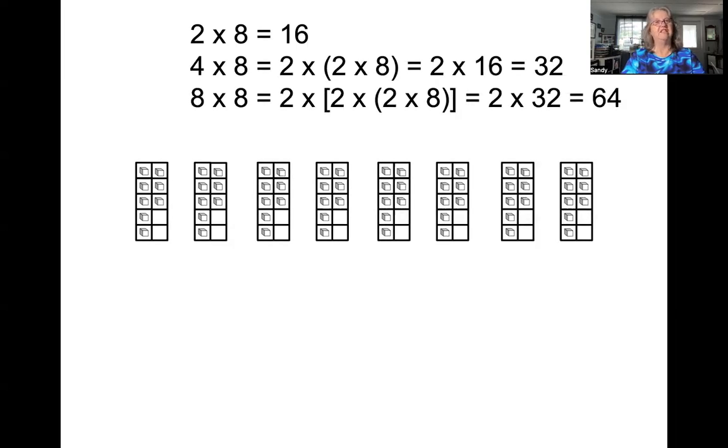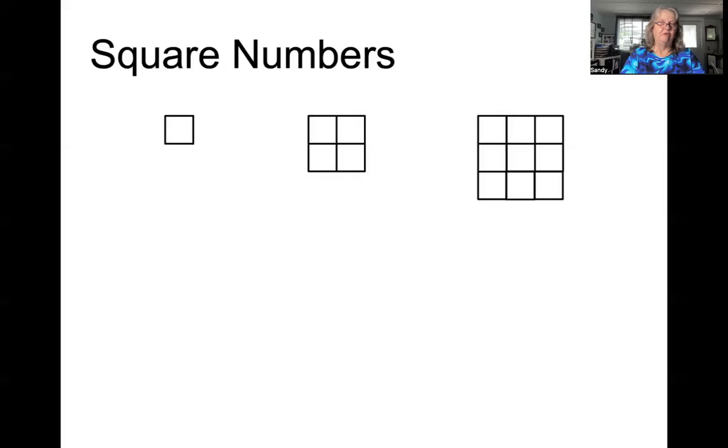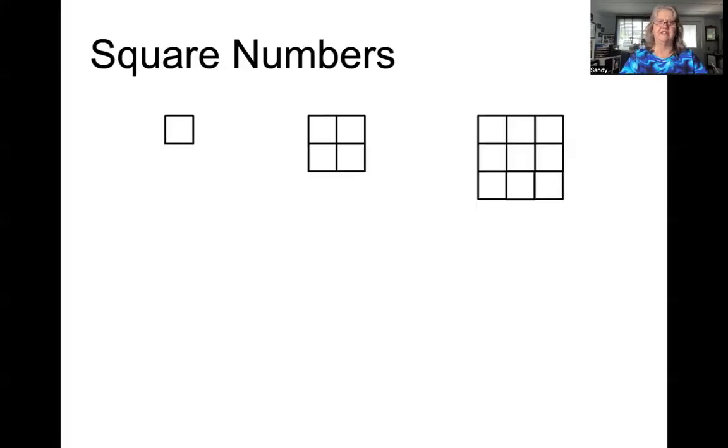I could do 3 sets of 8, 3 factors of 8. Double 8 is 16, double 16 is 32, double 32 is 64. So that doubling, double 7 is 14, double 14 is 28, double 28 is 56, repeated doubling. When your children get to division, we use repeated halving to divide by 8, to divide by 4, or to divide by 2. So the strategy works both directions.